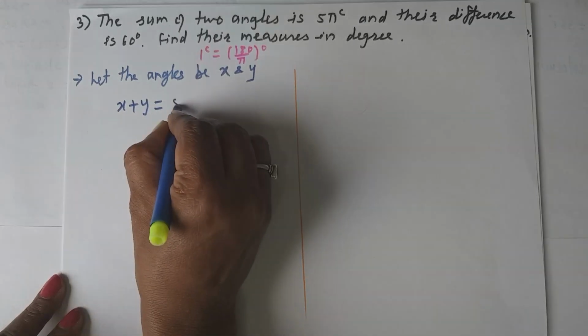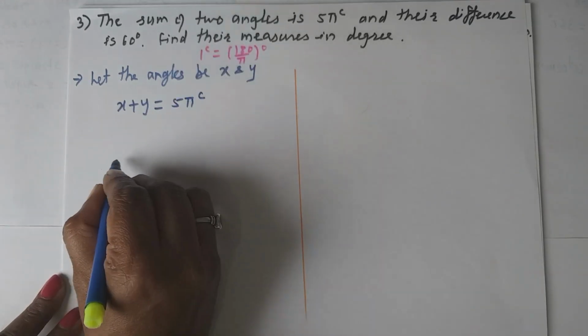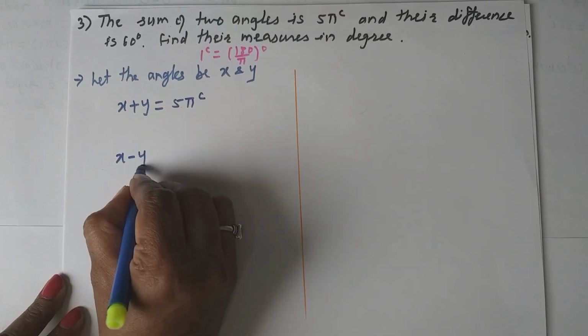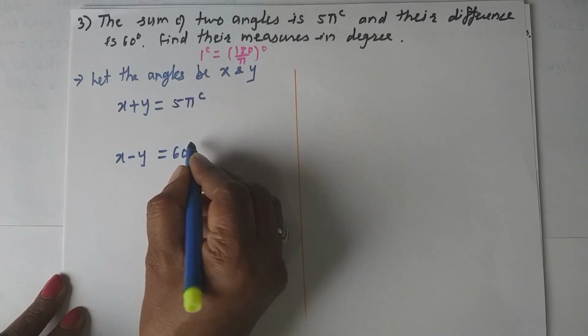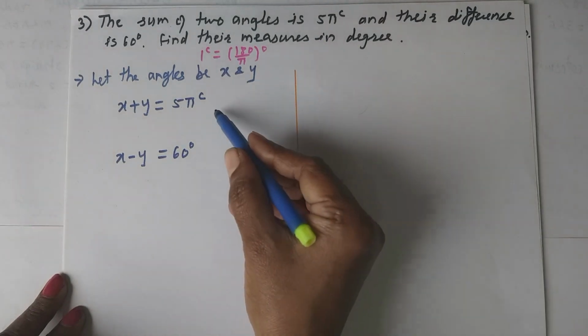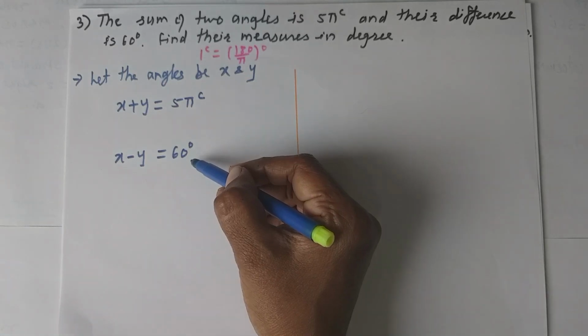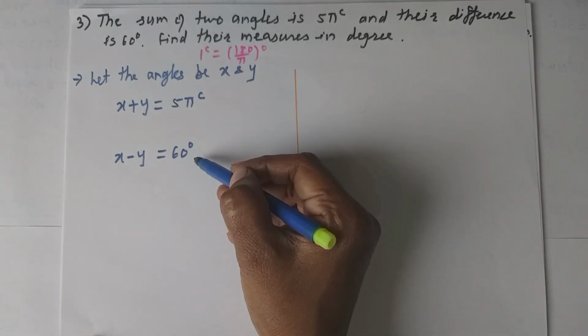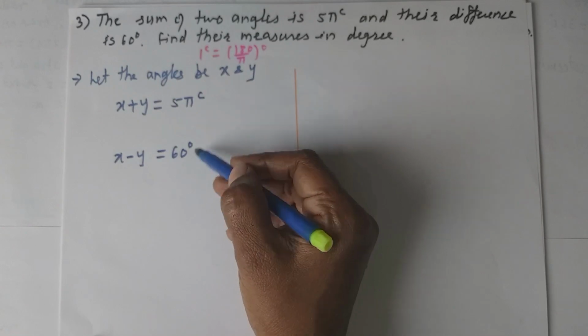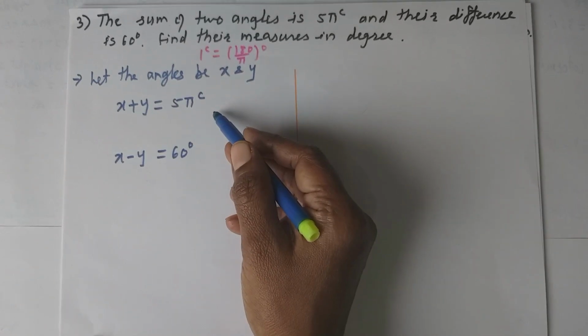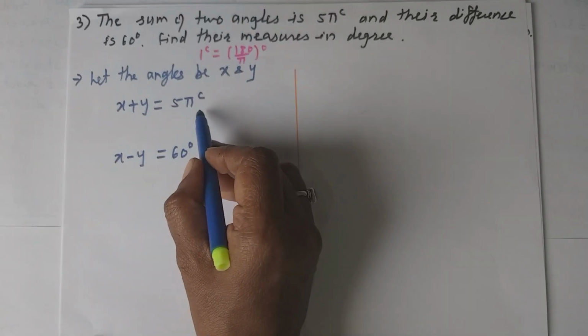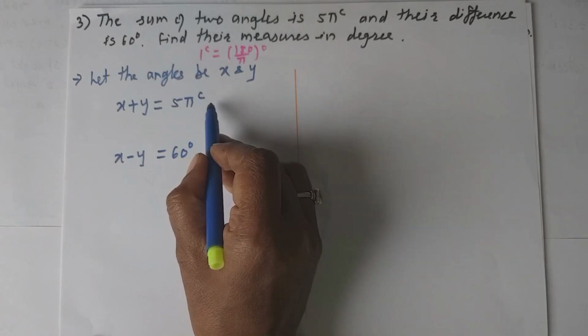X plus y is equal to 5 pi radians, and second, x minus y is equal to 60 degrees. These two equations, here the first equation is in radians, the other equation is in degrees. These are two linear equations in x and y. If I have to solve these two equations, then both the equations should be either in degrees or in radians. Means I have to first convert this 5 pi into degrees.